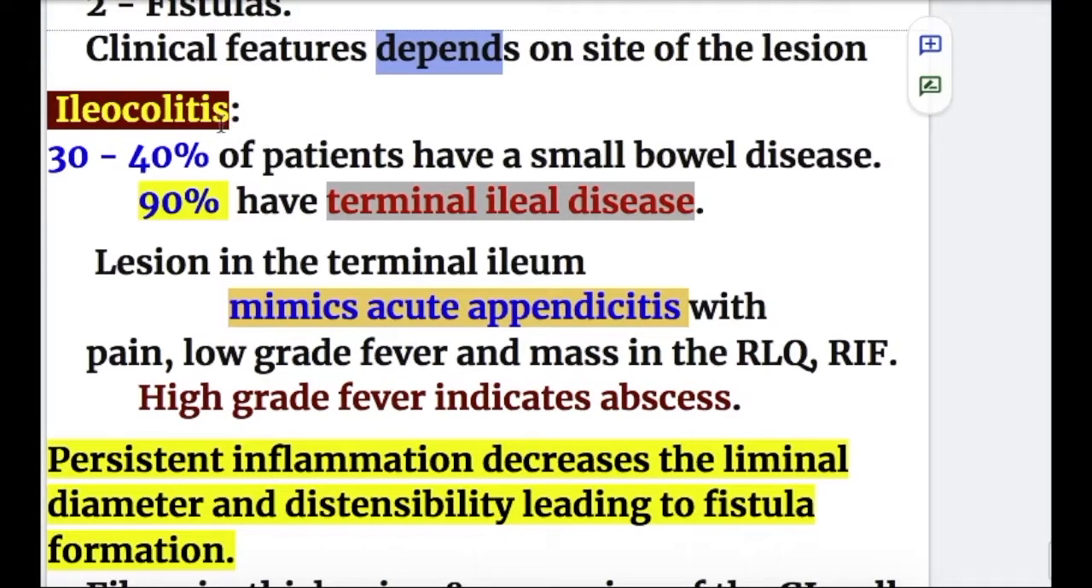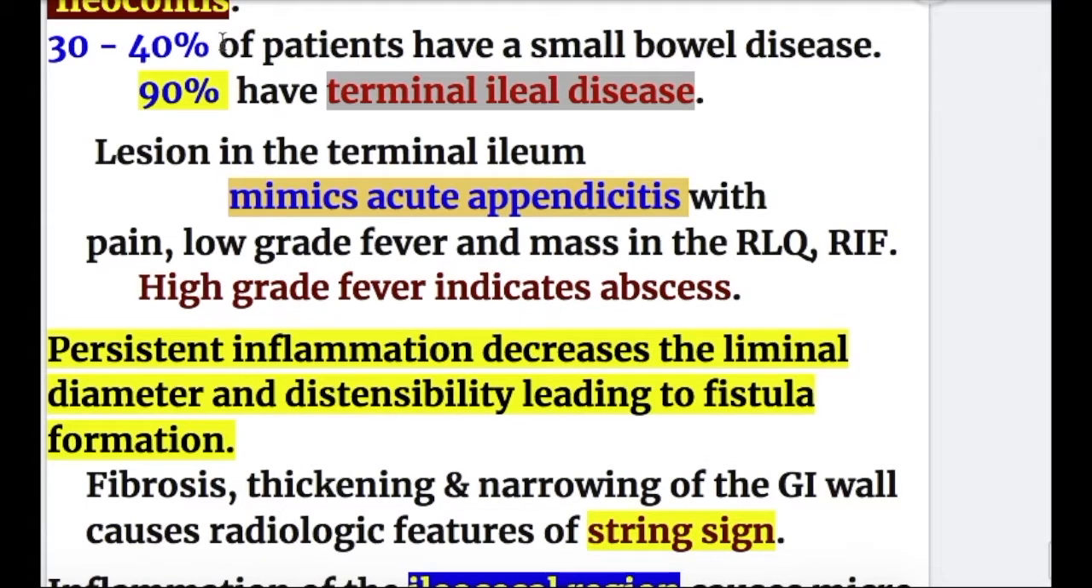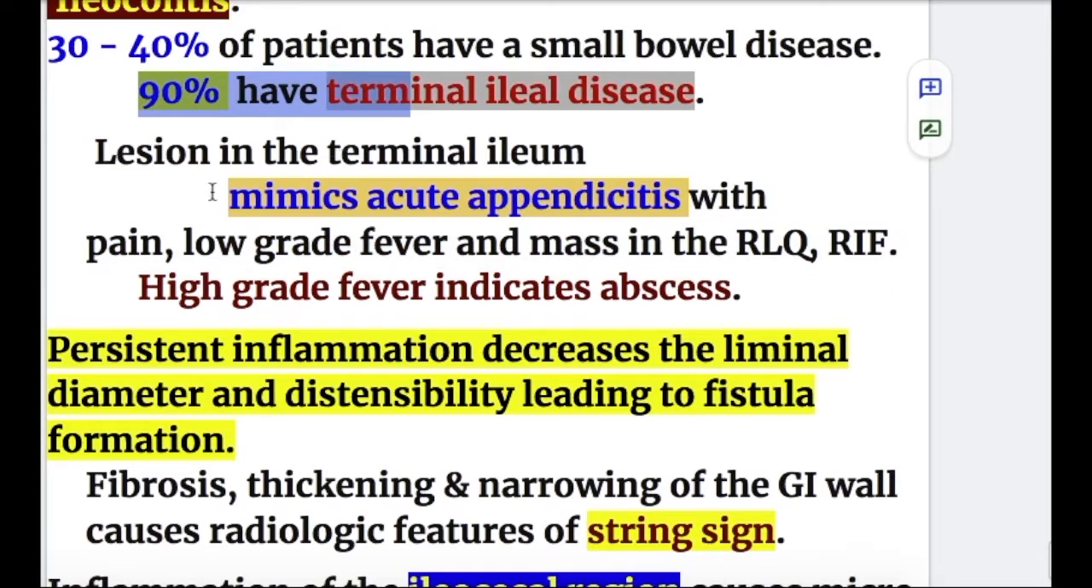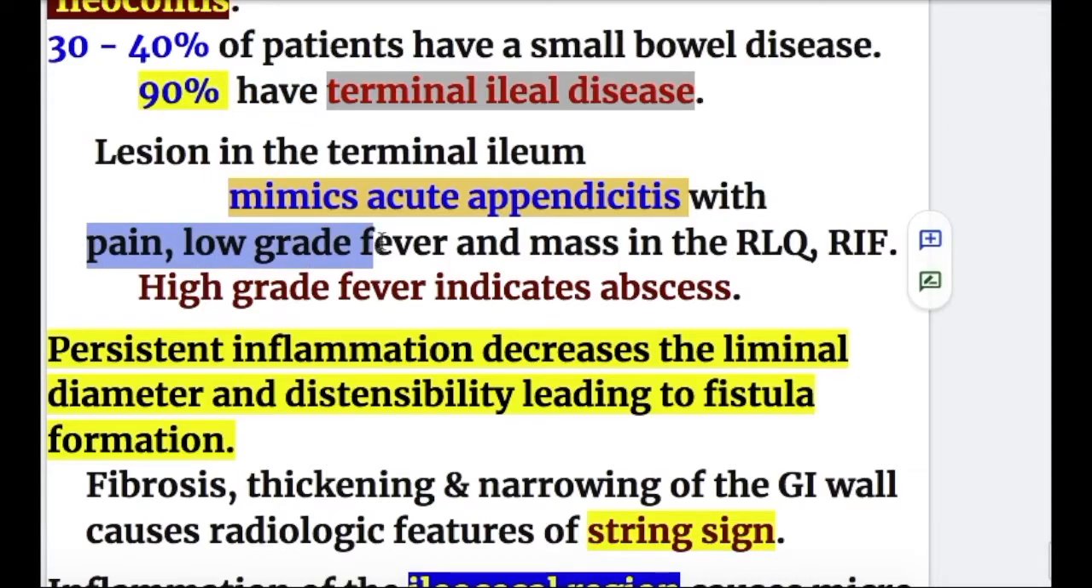Most common site is the small intestine. So, let's discuss ileocolitis first. 30 to 40% of patients have small bowel disease and 90% have terminal ileal disease. The lesions in the terminal ileum mimic acute appendicitis with pain, low-grade fever, and mass in the right lower quadrant or right iliac fossa.